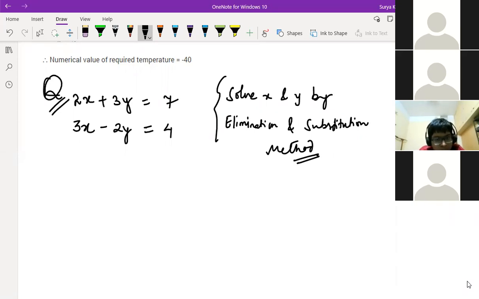Sir, can you explain it once? Which method, elimination? Sir, can you explain both of them? Elimination means we should make any one of the coefficients equal first. Either this you make equal. This is a very tough question actually, a bit tricky I have given to you.